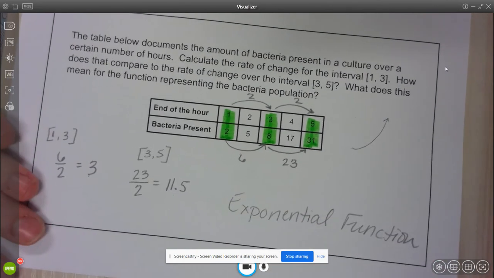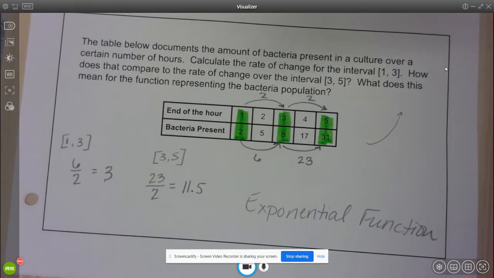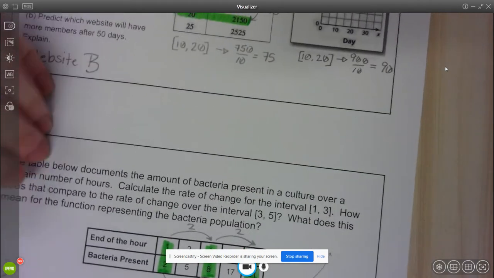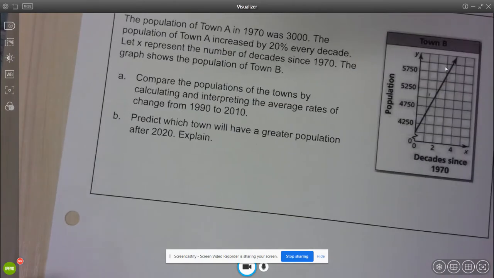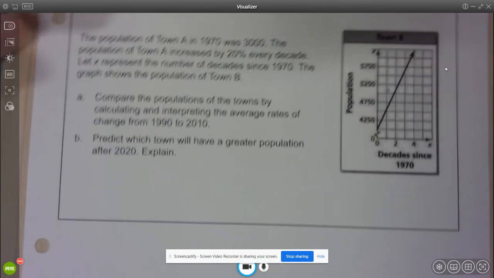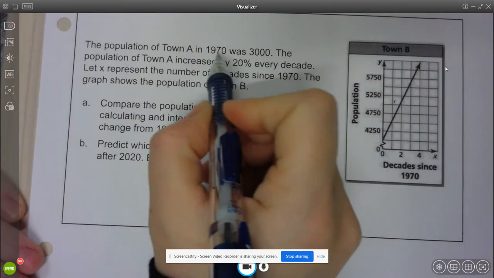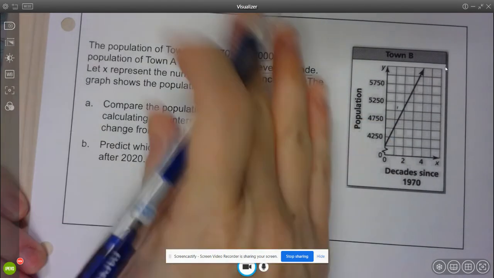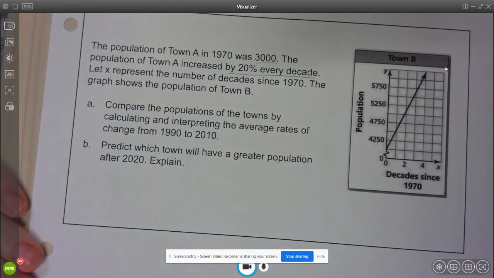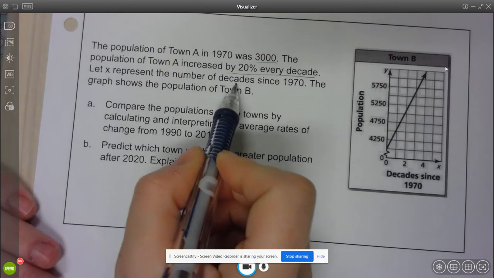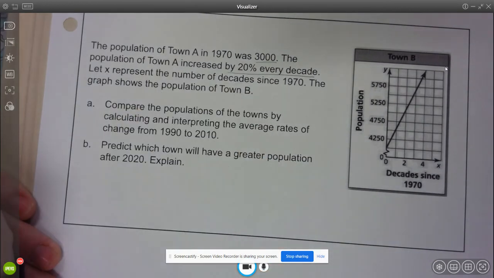Based on the increasing average rate of change over those two intervals. And last but not least, I have information about town A and then a graph for town B. It says the population was 3,000 and it increased by 20% every decade. So X represents the number of decades. A decade is 10 years.